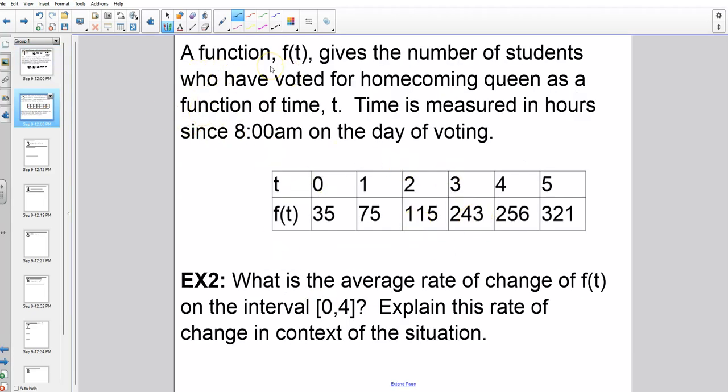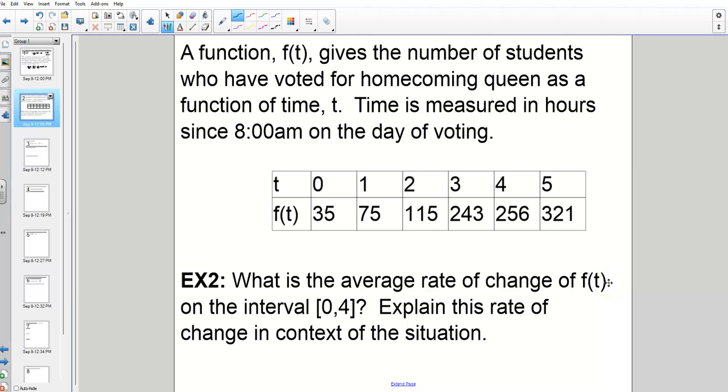Let's look at a different context other than speed. A function f of t gives the number of students who have voted for homecoming queen as a function of time. Time is measured in hours since 8 a.m. on the day of voting. What is the average rate of change of f of t on the interval 0 to 4? Explain this rate of change in the context of the situation.